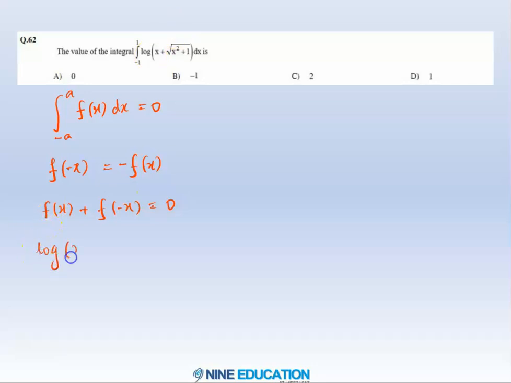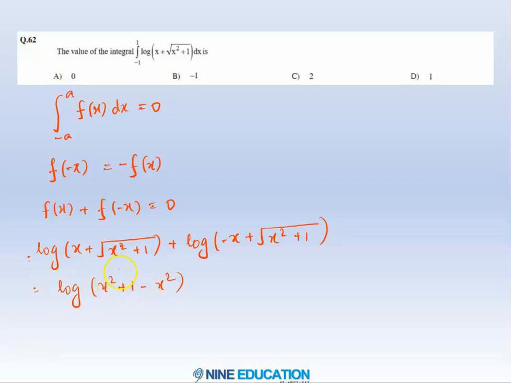If function is log x plus root over x square plus 1, then what will be the value of f of minus x? It is log of minus x plus root over x square plus 1. If you observe, this entire thing will become log of x square plus 1 minus x square. So x square minus x square will get cancelled and we will get 0, which basically satisfies the criteria for odd function, for f(x) to be odd function. Okay, and therefore answer is a equal to 0.